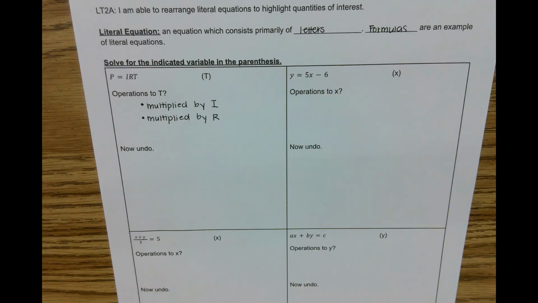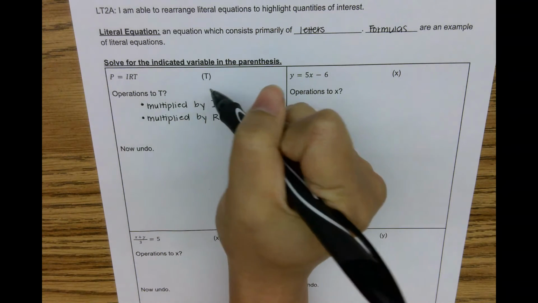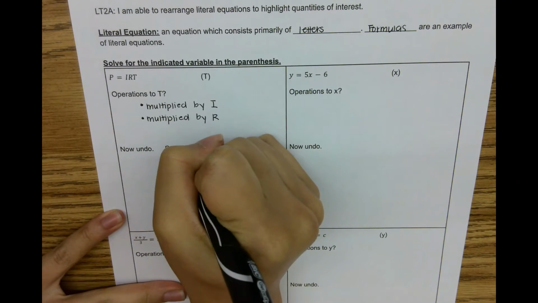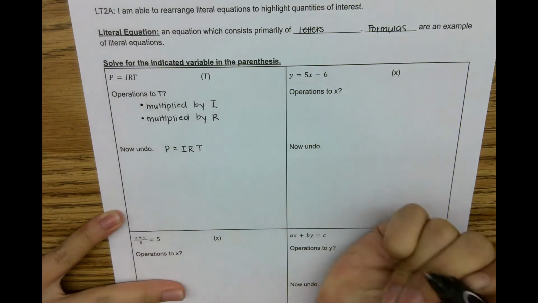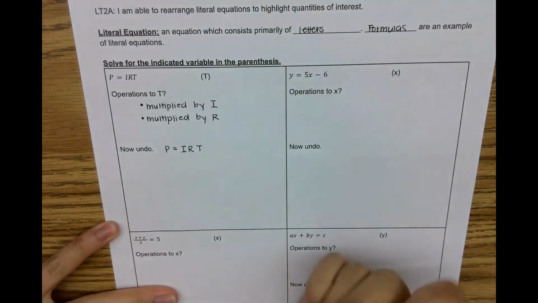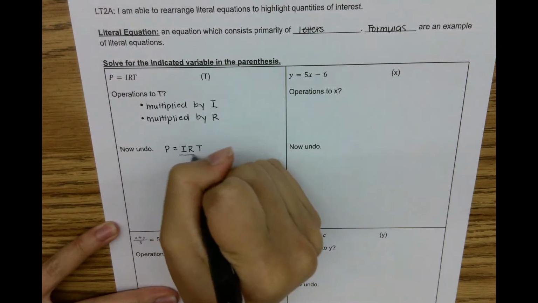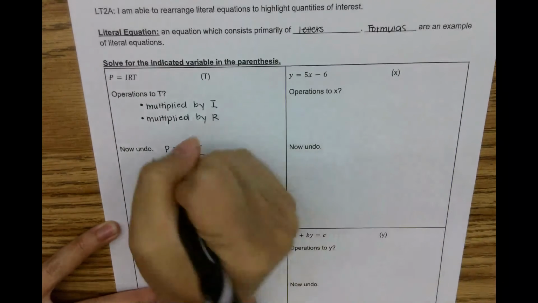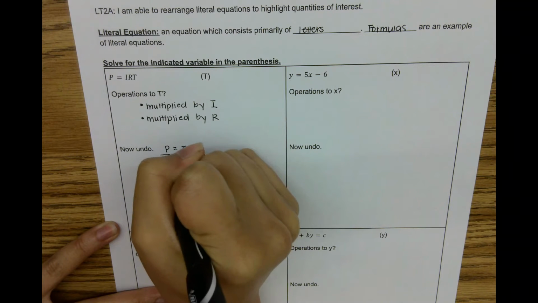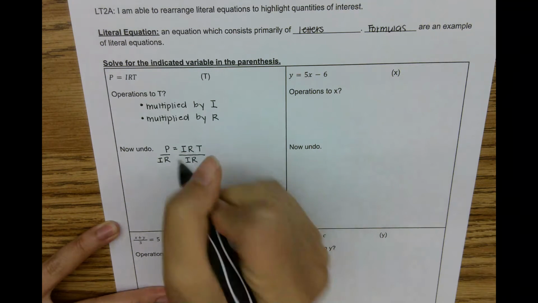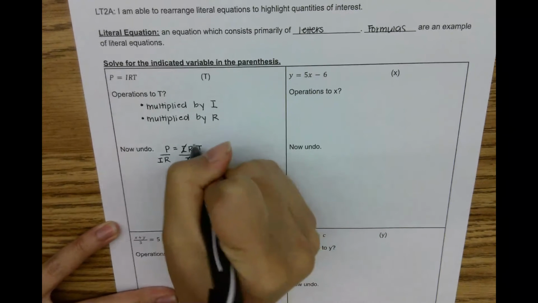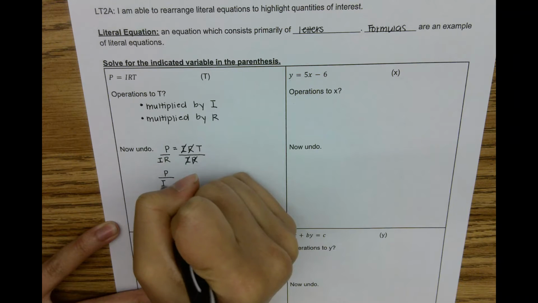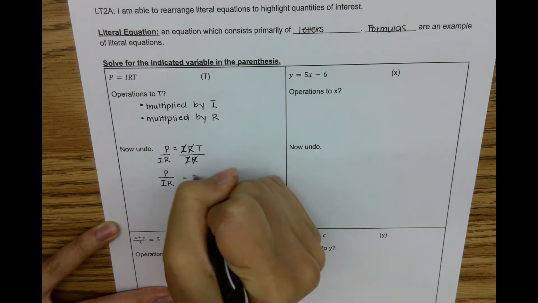So if we want to get it by itself, we want to solve for T, all we have to do is undo. If I have P equals IRT, and they are being multiplied, I just need to do the opposite, which is divide. And please remember, what you do to one side, you do to the other. Same thing as if they were numbers. The I here cancels with this I, the R here cancels with this R, leaving me with P divided by IR equals T.